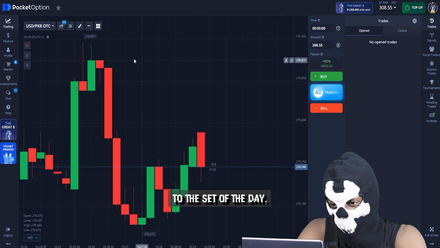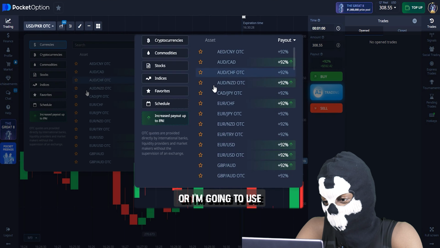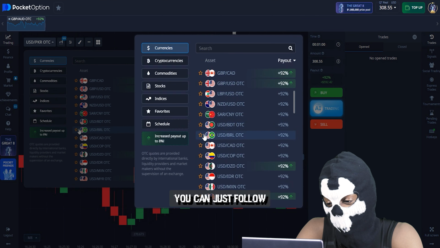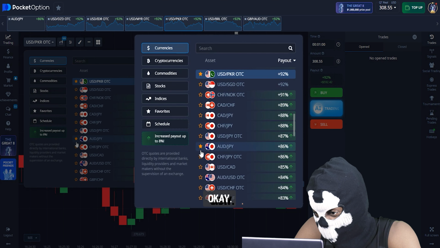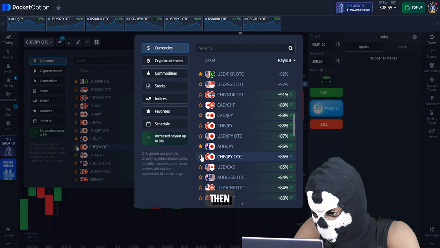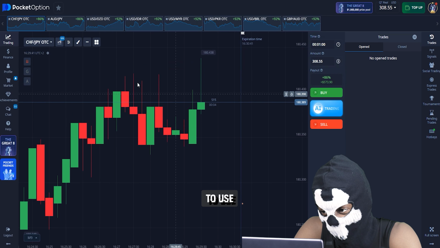Okay, so let's walk into the setup for the day as we usually do. M1, that's for 1 minute. I'm going to use a few currency pairs. As you can see, you can just follow the ones that I'm using on the screen. Then I've chosen all the currency pairs I'm going to use today. For the candles, I'm going to use S15.